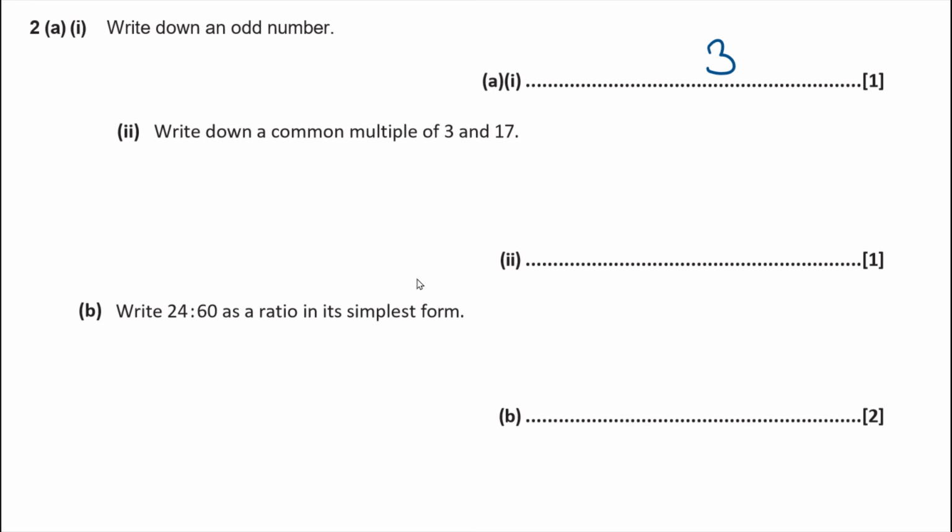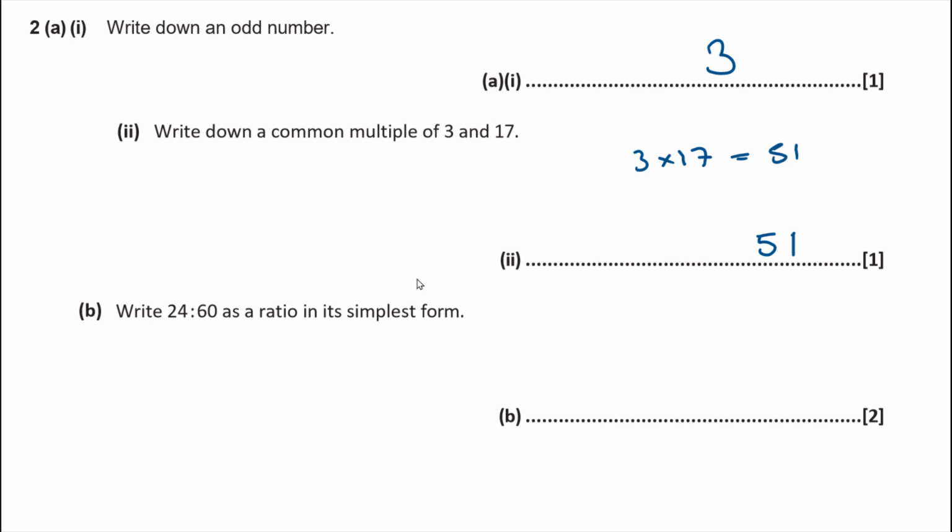Write down a common multiple of 3 and 17. Okay, so I guess we need to find somewhere what the 3 and 17 both go into. Now the easiest way to find that is probably just to multiply them together, isn't it? What's 3 times 17? Well, 17 and 17 is 34, and another 17 is 51. So if 3 times 17 is 51, that means that 51 divides by 3 and it divides by 17. So it's a common multiple. Now it's not asking for the lowest common multiple, but I think that actually is the lowest common multiple.